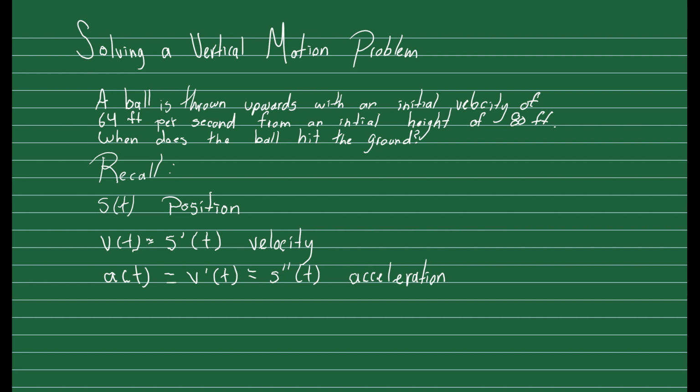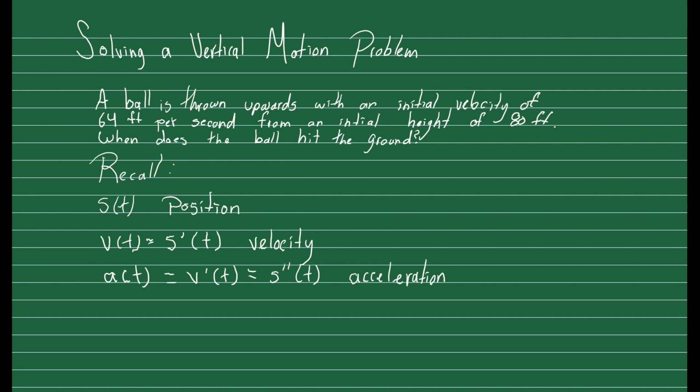So here's a problem. A ball is thrown upwards with an initial velocity of 64 feet per second from an initial height of 80 feet. When does the ball hit the ground? So let's recall something really important that is going to help us in this problem. Let's recall the relation between derivatives and motion.